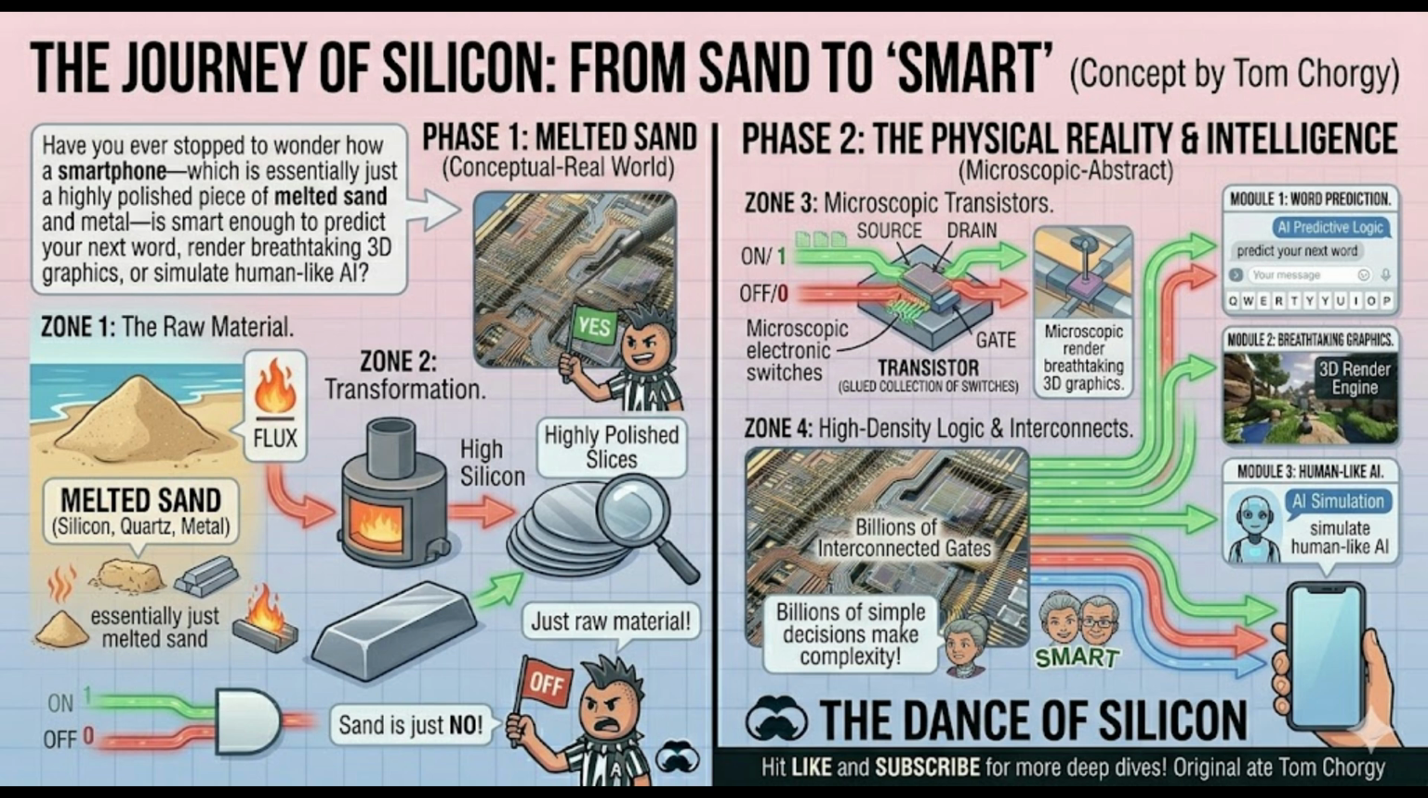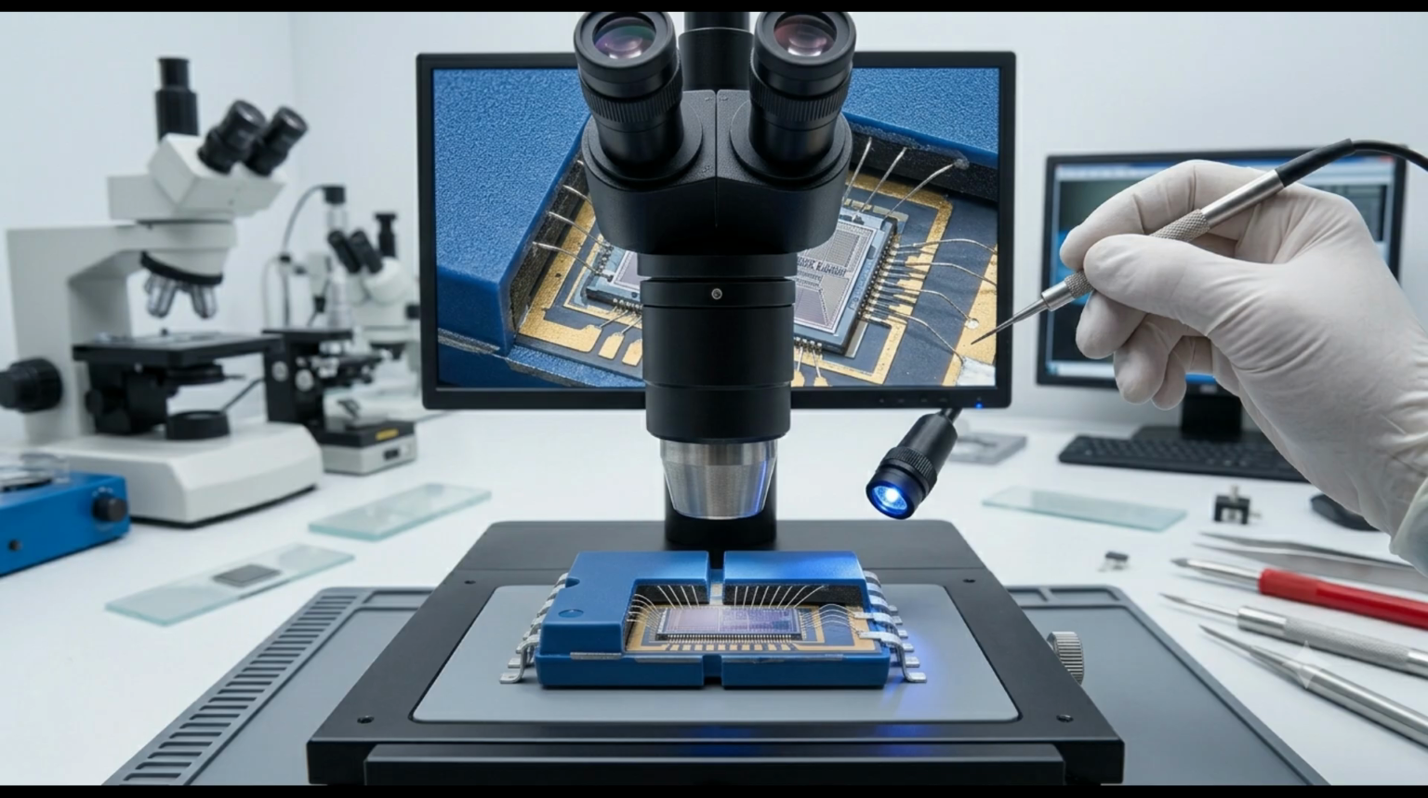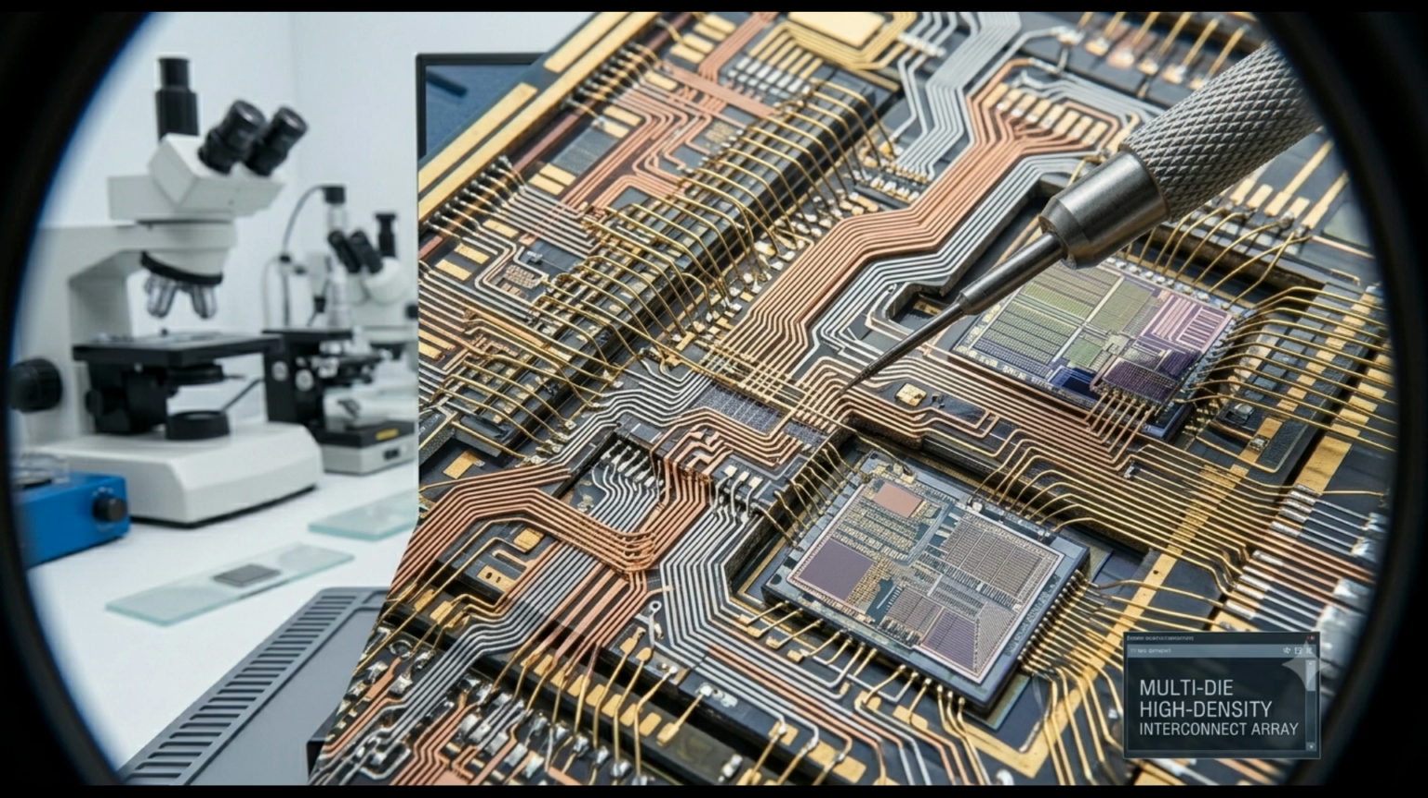Have you ever stopped to wonder how a smartphone, which is essentially just a highly polished piece of melted sand and metal, is smart enough to predict your next word, render breathtaking 3D graphics, or simulate human-like AI? If you were to slice open a computer chip and look inside with the world's most powerful microscope, you wouldn't find any hidden books, words, or pictures.